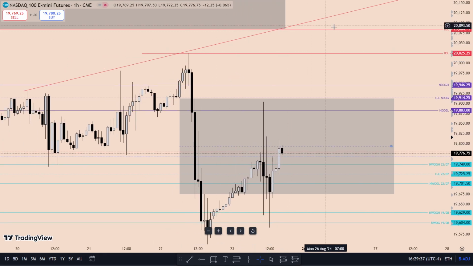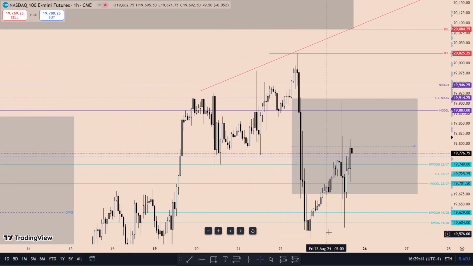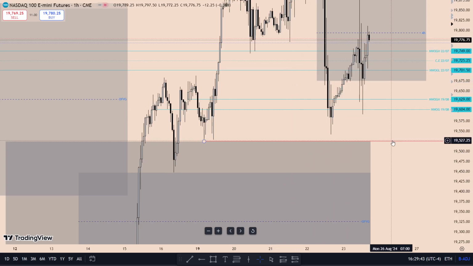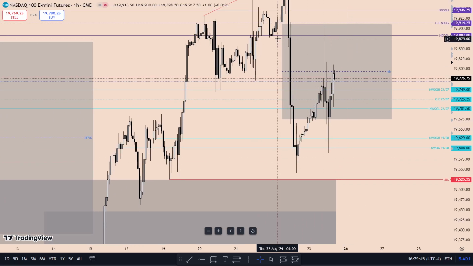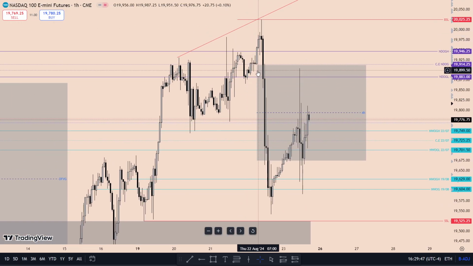We do have trendline liquidity buy side and buy side up there and sell side here. But because of how aggressively we broke down after doing this 3 drives higher, I'm more inclined to think we go lower next week.